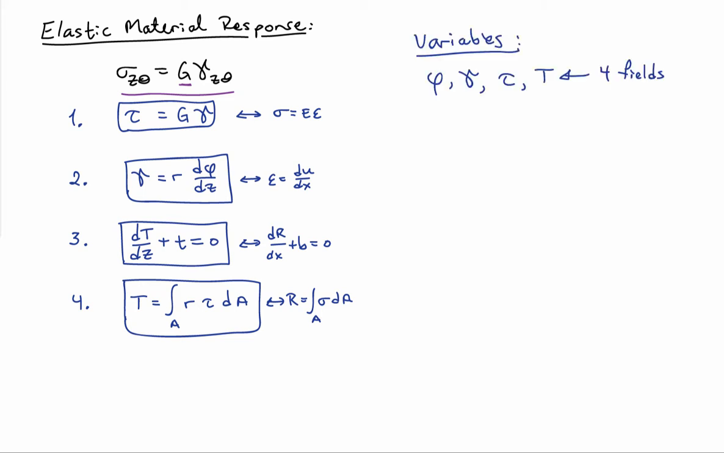We can count it up a little bit and make sure that it is complete. The variables in the theory are the rotation phi, the shear strain gamma, the shear stress tau, and the internal torque capital T. So there are 4 unknown fields that have to be solved for in general to determine the mechanical response. And if you look at it, we have the same number of equations as we have unknowns, so we have a complete theory here.